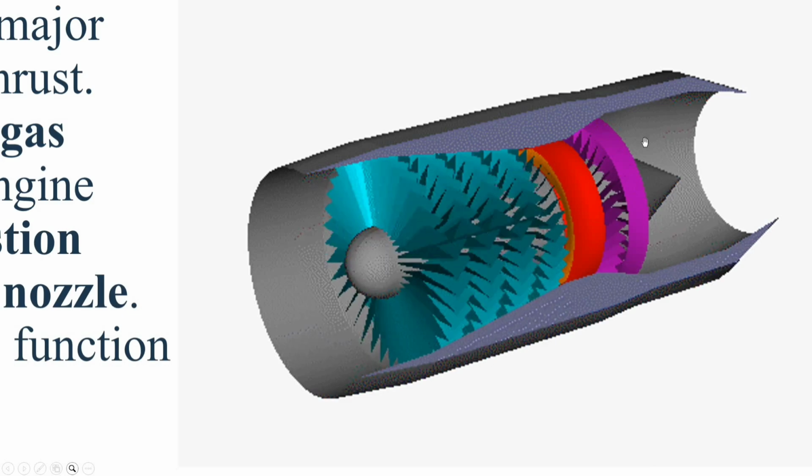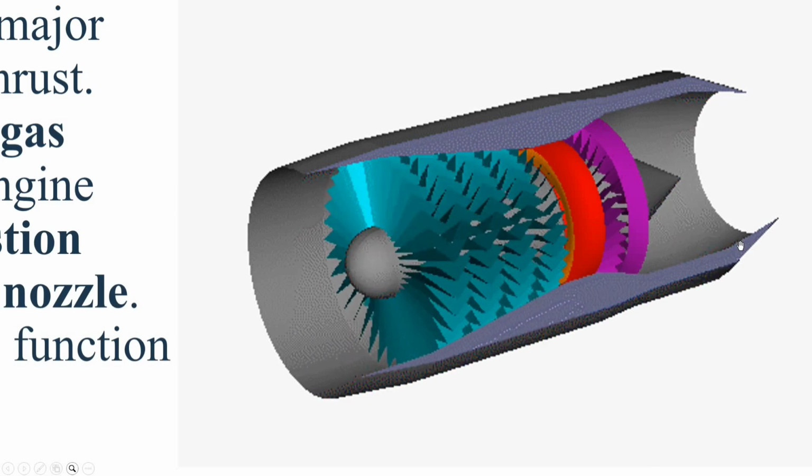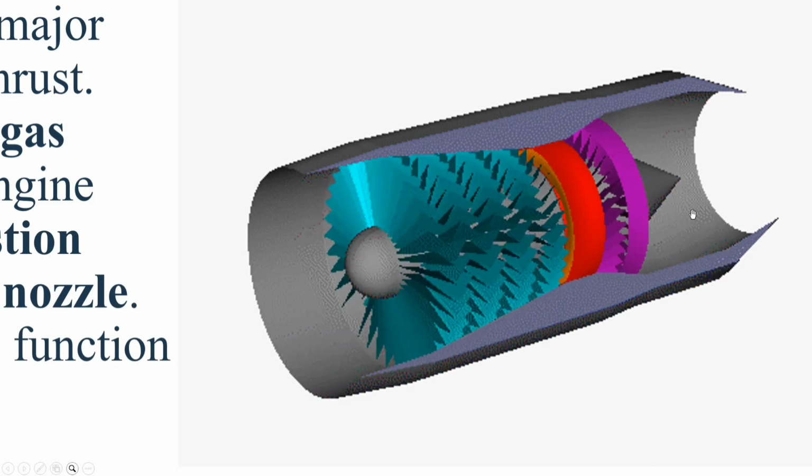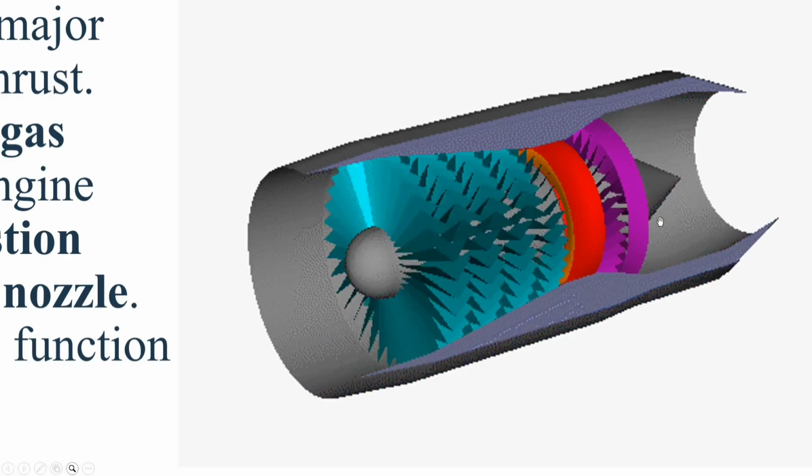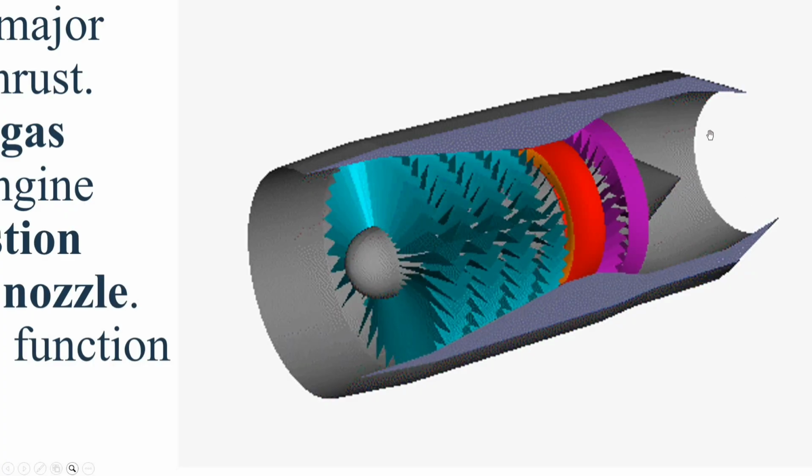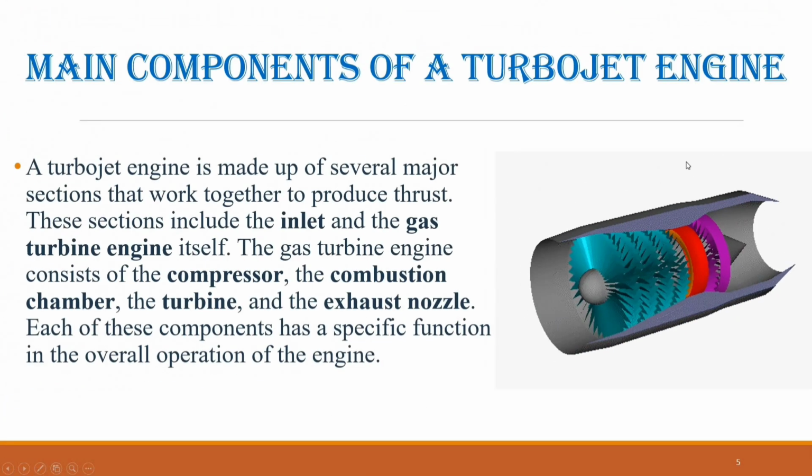Finally, the remaining exhaust gases pass through the exhaust nozzle. The nozzle accelerates the gases and directs them out of the engine at high speed. This high-velocity exhaust produces the thrust that propels the aircraft forward.